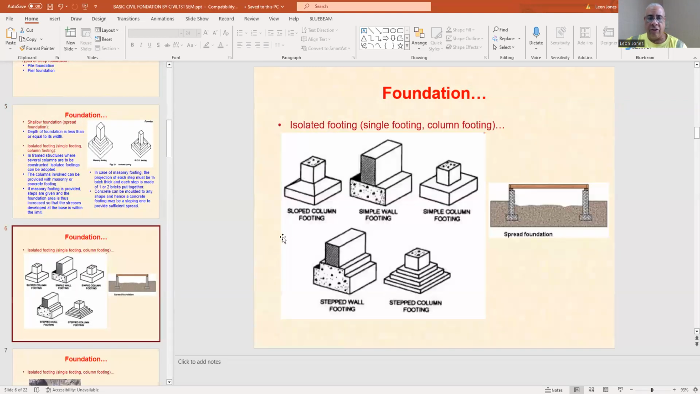Looking at the foundations, this is a spread foundation. And we are talking about right now the isolated footings, your single footing, your column footing. There's your simple column footing, your simple wall footing, your sloped column footing, your stepped wall footing, and your stepped column footing.